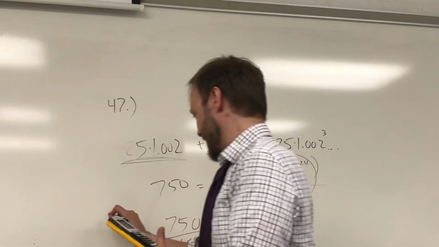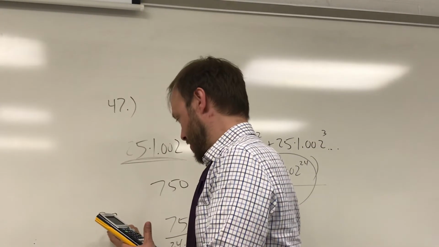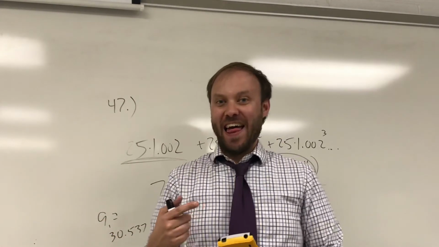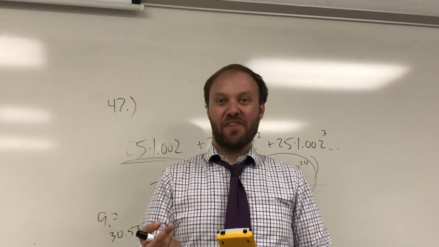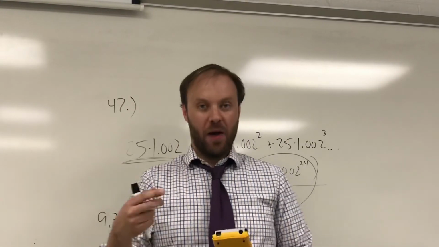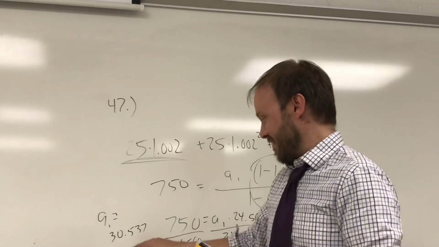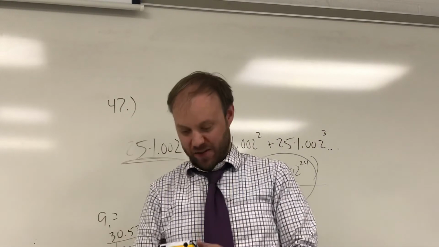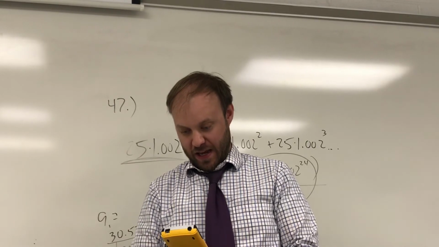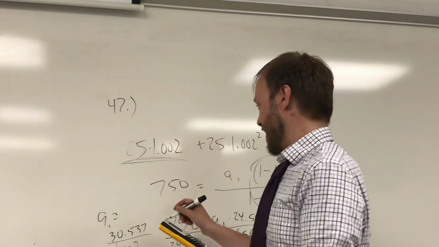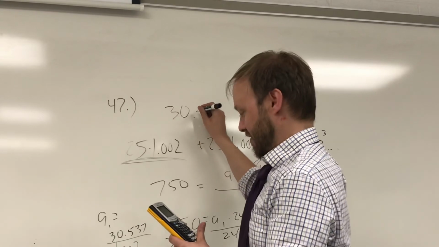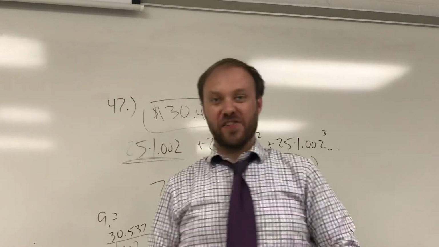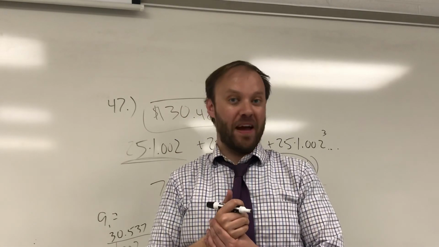is going to end up being about 30, A sub 1 is going to be about 30.537. But be careful, that's at the end of the first month. That's after it's already been multiplied by 1.002. So you're going to have to divide that by 1.002 to undo that original interest. And as a result, it's about $30.48 that this person's going to have to put in monthly to get to $750 by the end of 2 years.